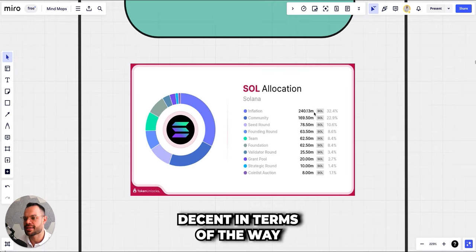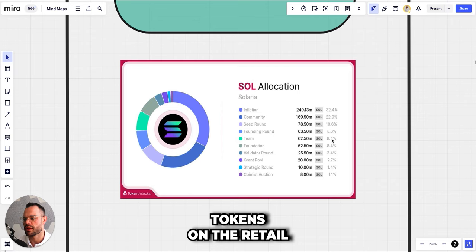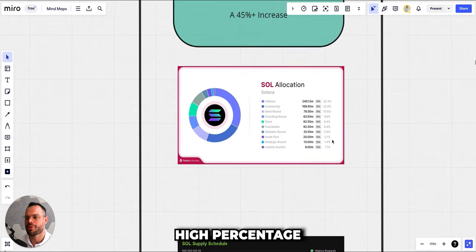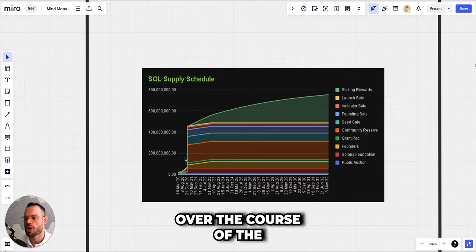Again, it's pretty decent in terms of the way token allocation is laid out. I would like to see more tokens on the retail market, but Solana does have a lot of tokens that are locked in with stakers as well. It's got a very high percentage of the tokens staked. And this is the Solana supply schedule over the course of the next few years until 2032.